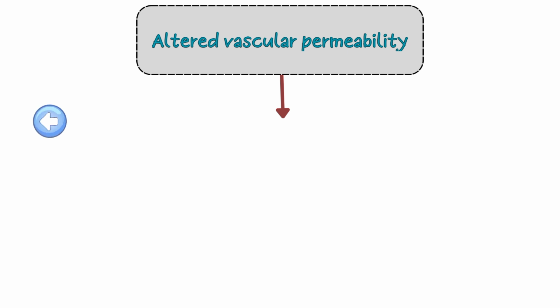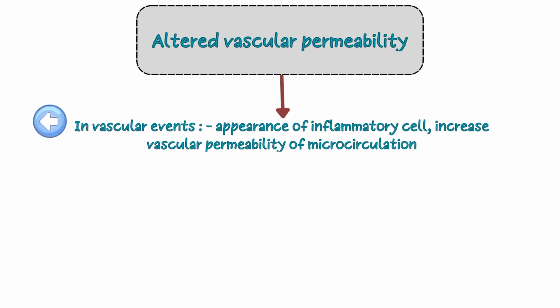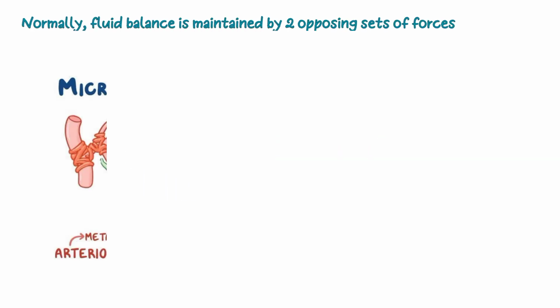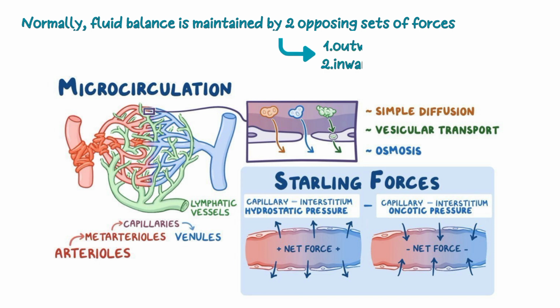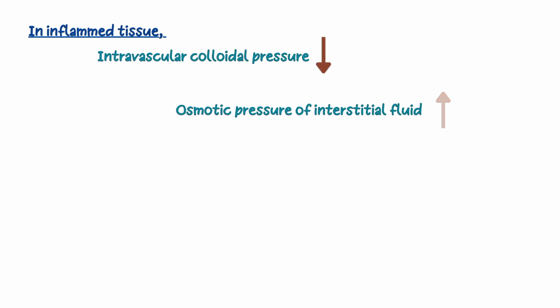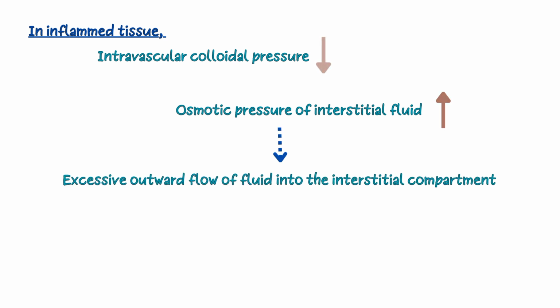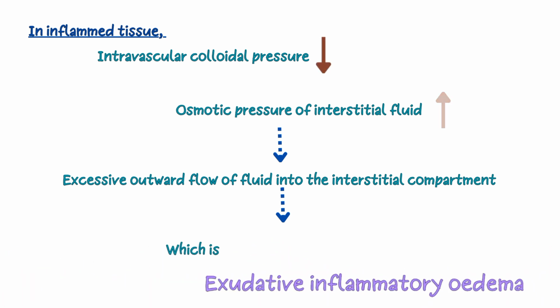As already discussed above in vascular event, there is appearance of inflammatory cells and increased vascular permeability, which is responsible for exudate appearance, meaning inflammatory edema. This is well understood by Starling's hypothesis. According to this, normally the fluid balance is maintained by 2 opposing sets of forces. 1. Outward movement. 2. Inward movement. However, in inflamed tissue, intravascular colloidal osmotic pressure decreases and osmotic pressure of the interstitial fluid increases, resulting in excessive outward flow of fluid into the interstitial compartment, which is exudative inflammatory edema.